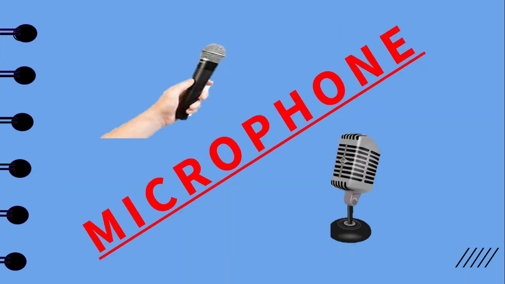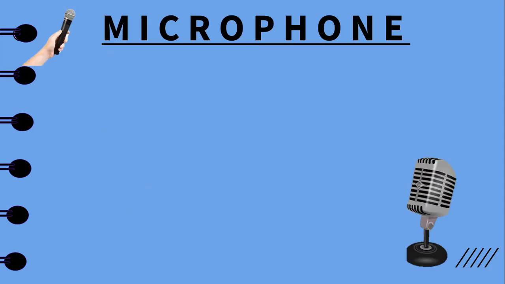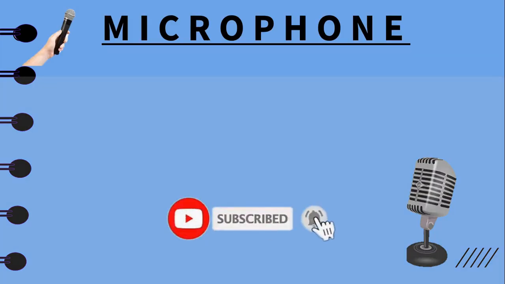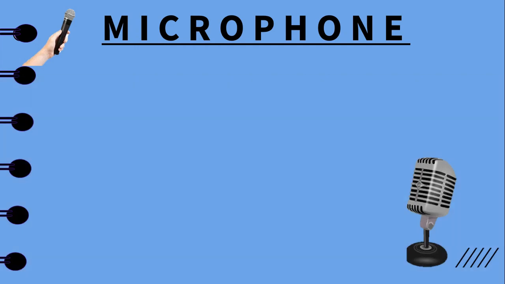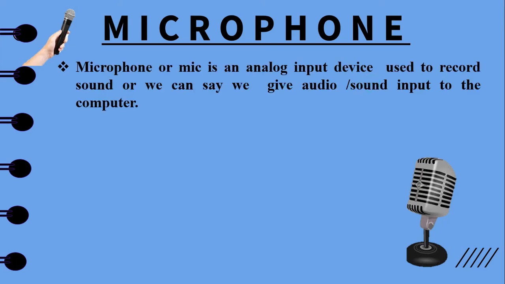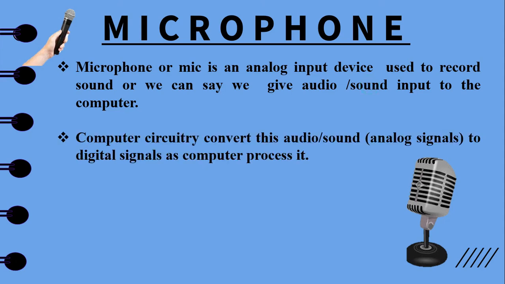Microphone. Microphone or mic is an analog input device used to record sound, or we can say we can give audio input to the computer. Computer circuitry converts these analog signals to digital signals as computer can process it.